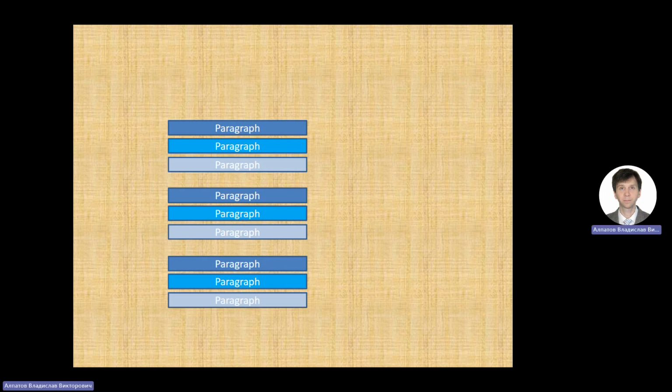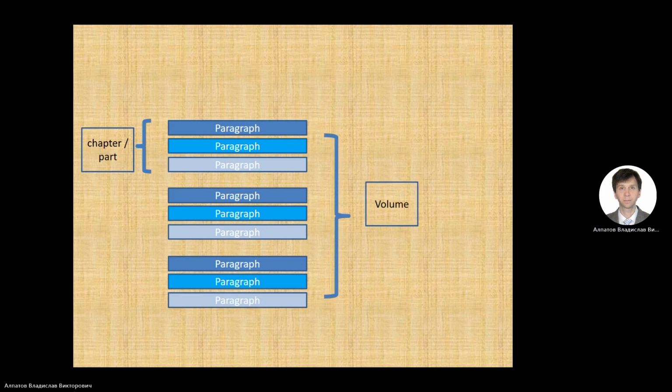So what do we get? What are paragraphs divided into? Into chapters or parts, right? Depending on the type of text. So it has a bigger division, right? Part or chapter. So paragraphs are arranged into parts or chapters. What are chapters arranged into? Into a volume, right? Into a volume.